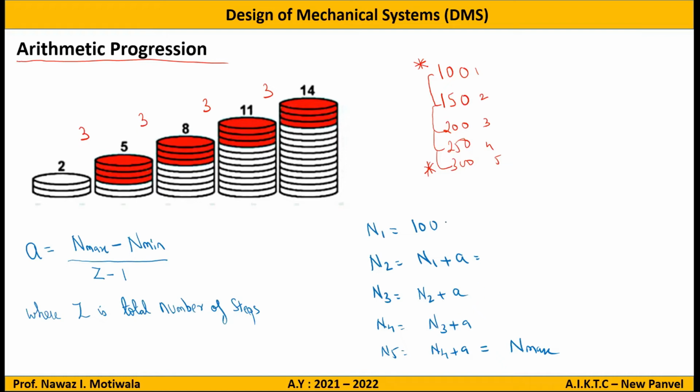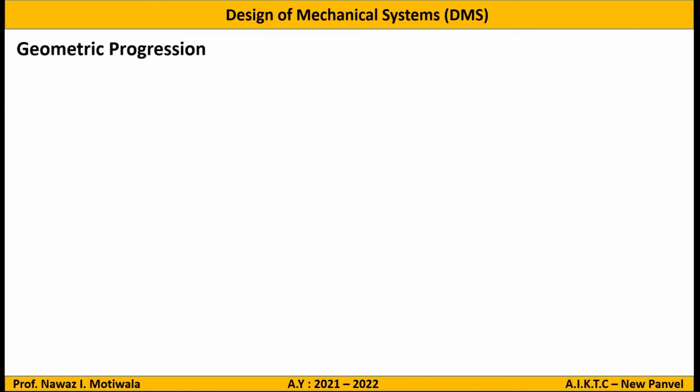Yes, sir. Okay. So from this, what we have covered is the first step of any problem of gearbox design. What you have to do is find out the common difference and find out what are the different speeds available. That is what will be N1, N2, N3, N4 and N5 for a particular requirement of maximum and minimum. Now on similar lines, let us discuss geometric progression.